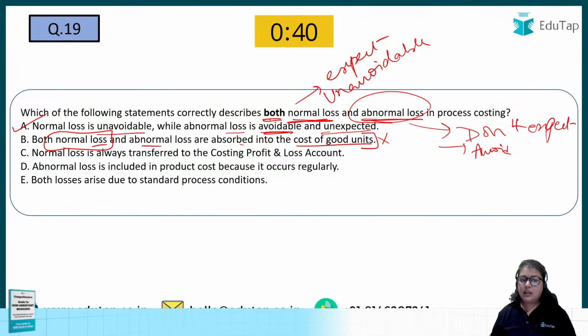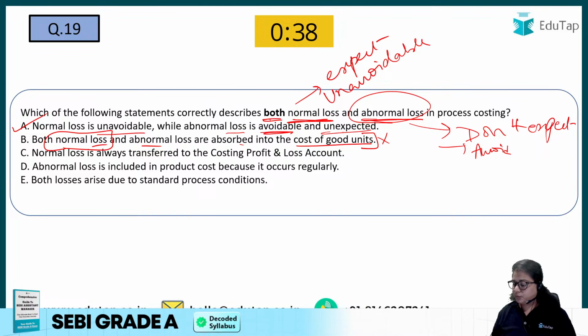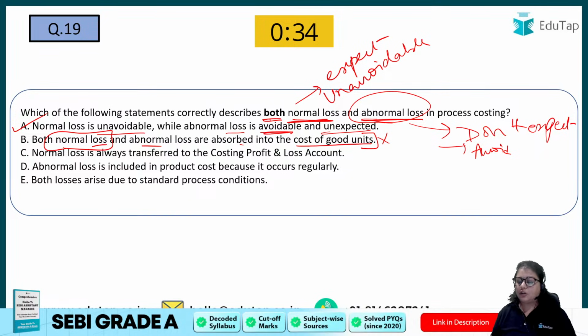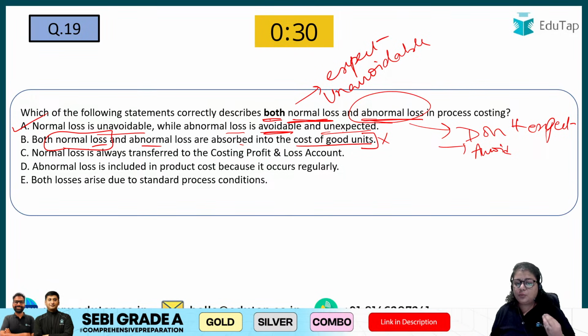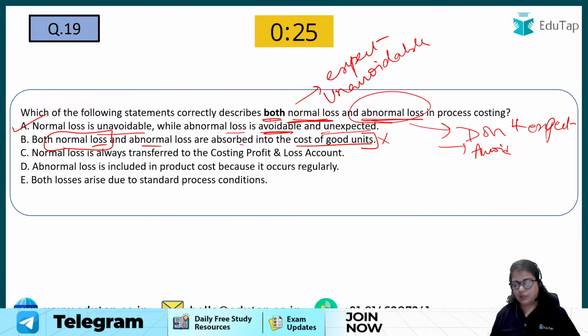ये तो हो ही जाएगा. लेकिन the abnormal loss, because that is because of our carelessness, we will not absorb this, or we will not charge this to our good units. Okay, my good production will not bear the cost of my carelessness, right?